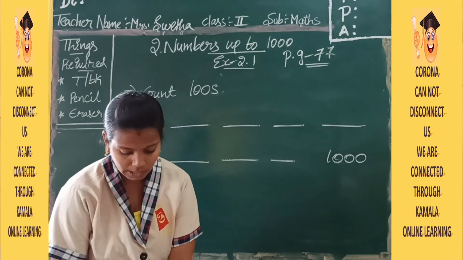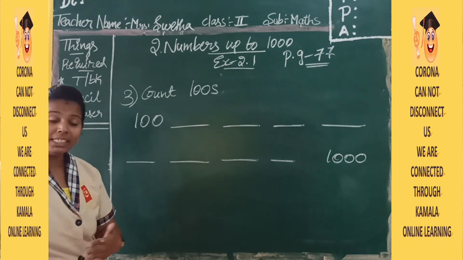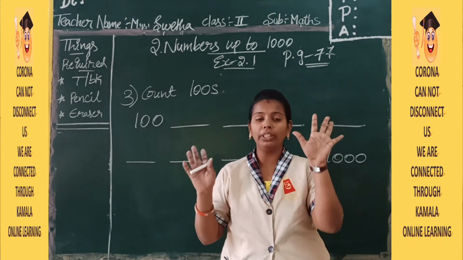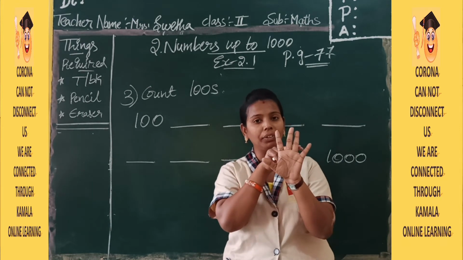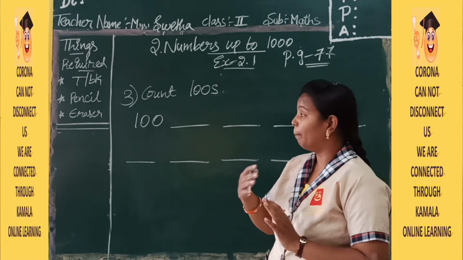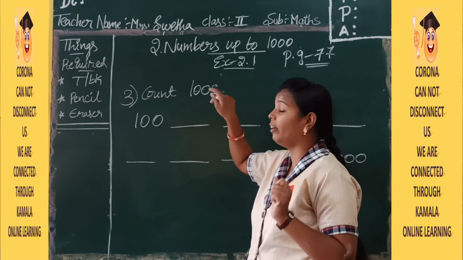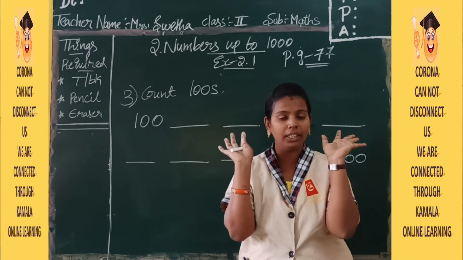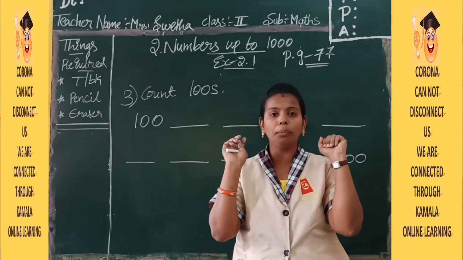How to write? See, listen. In the previous class we have done with the 5 counting, no? 5 counting we have counted in the fingers and the fifth number we have written, no? So this is also like that only, but here the counting is for hundreds. Can we do it in fingers? Can we count 100 numbers in fingers, children? No, it is not possible.